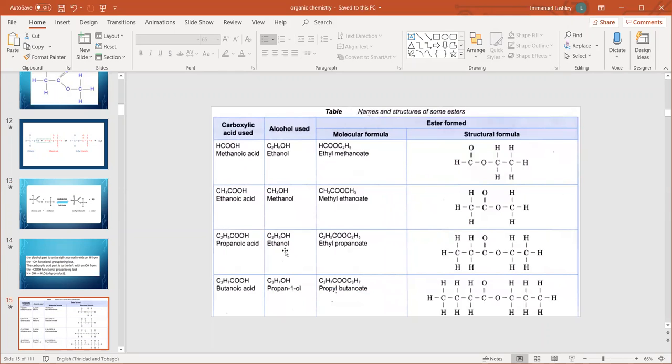All right, so different carboxylic acids, different alcohols, if we were to look at them to see the ester that is formed, we could start with methanoic acid plus ethanol, and what it gives us is ethyl methanoate. Ethyl because they took the prefix from the alcohol and added "yl" to it, and then they removed "oic acid" from the methanoic acid and added "oate" to it.